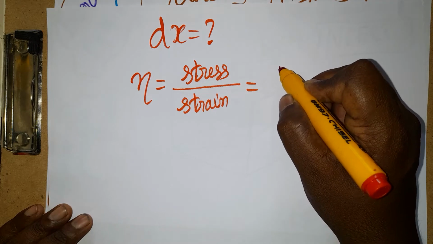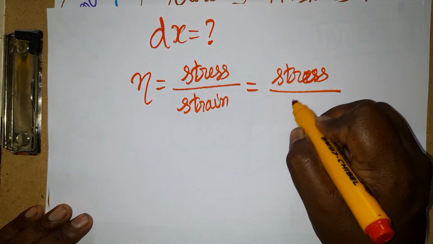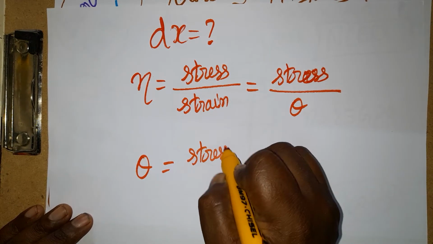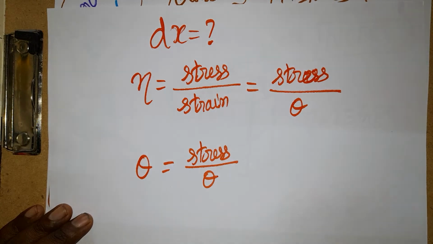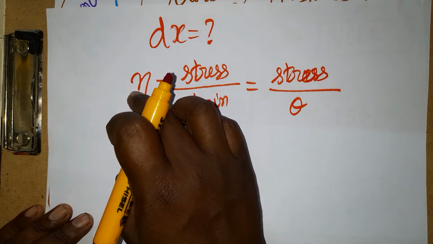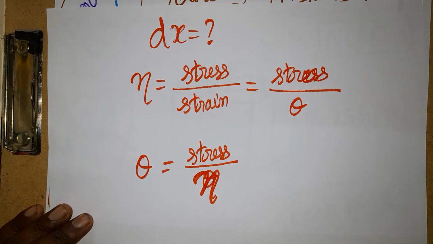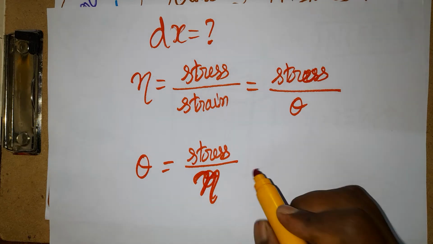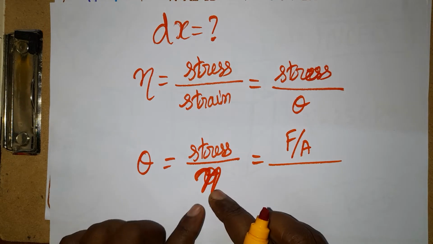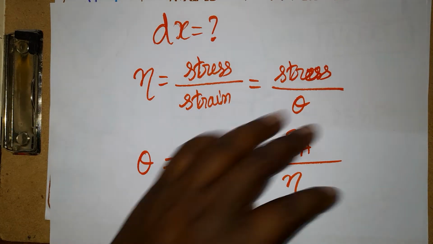Okay, so stress by strain is called theta. So theta, if you take this side, stress divided by theta will be there. Sorry, it's going to be shear modulus. Just a modification: theta I brought here, shear modulus I brought here. Now what is stress? Stress is force per unit area. The shear modulus is called eta. Afterwards we'll come to theta. First we'll calculate this one.